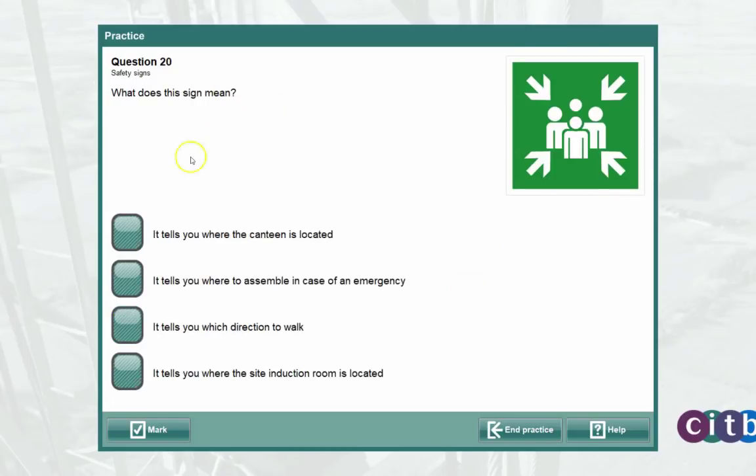What does this sign mean? It tells you where the canteen is located. It tells you where to assemble in case of an emergency. It tells you which direction to walk. It tells you where the site induction room is located.